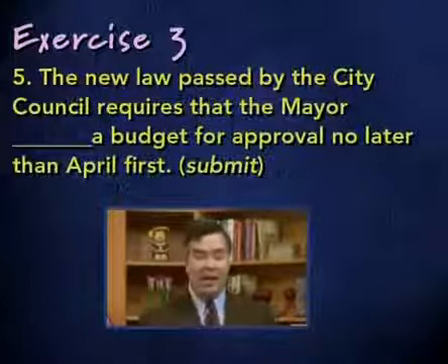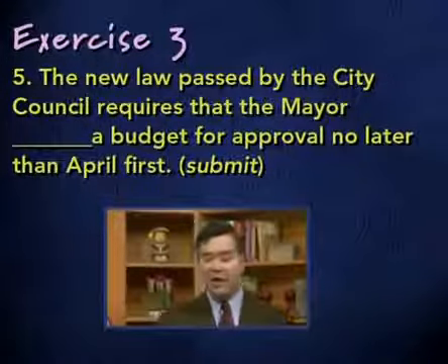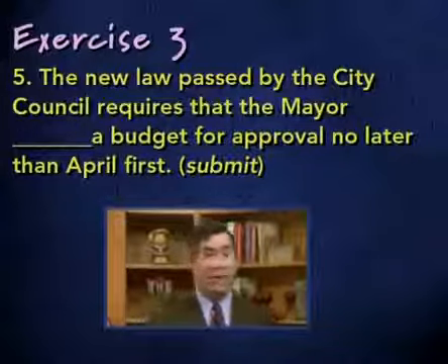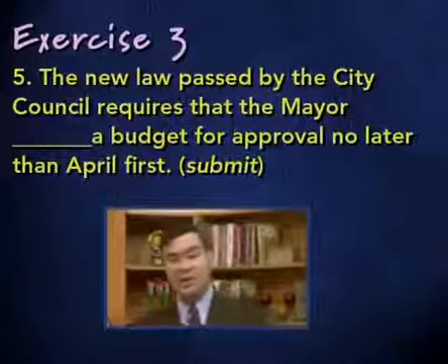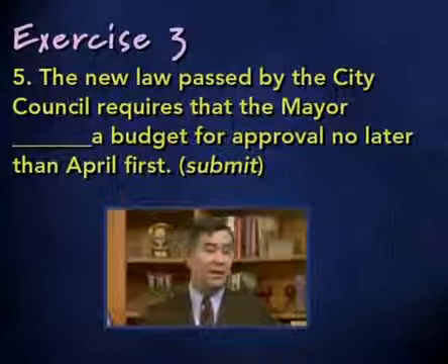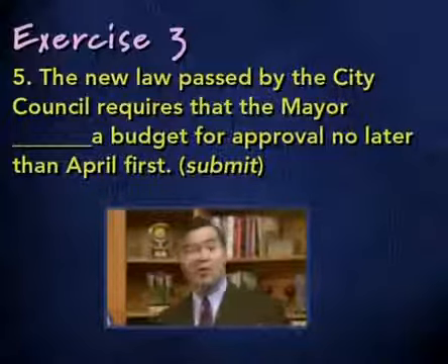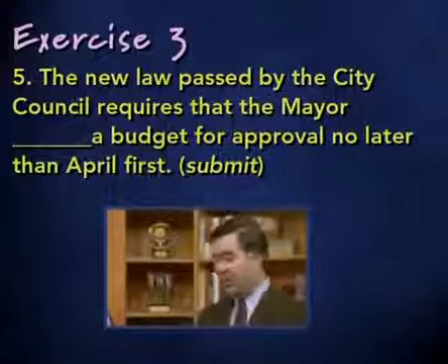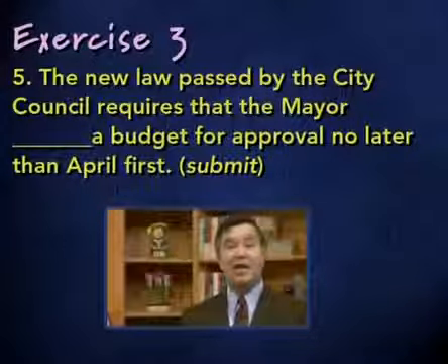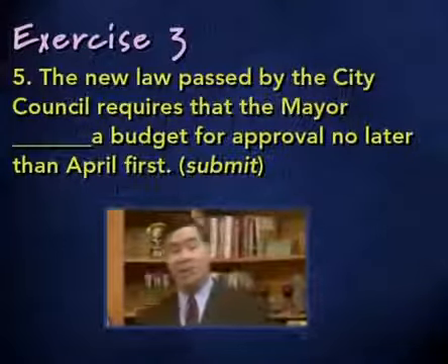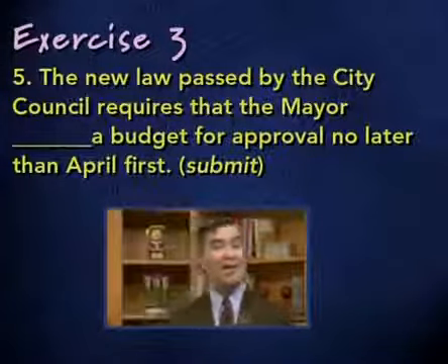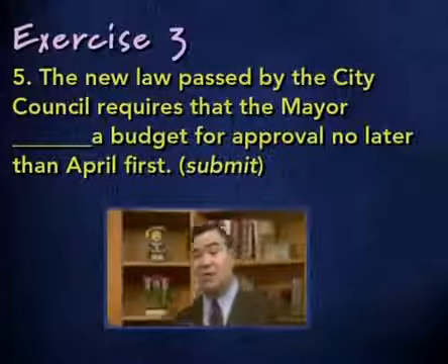Last example. The new law passed by the City Council requires that the mayor blank a budget for approval no later than April 1st. And the verb to be inserted is submit. Now, here again, we need the subjunctive mood because the sentence is expressing a formal request or recommendation in a clause beginning with that. Notice the word that there, and in this case, it's being couched as a requirement of the law. It is requiring that the mayor do something.